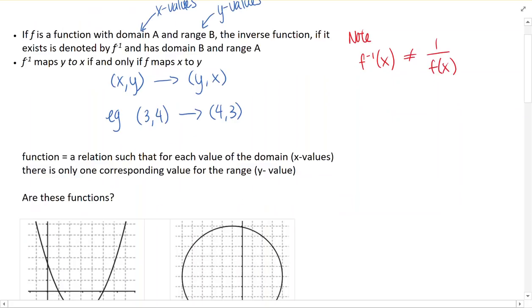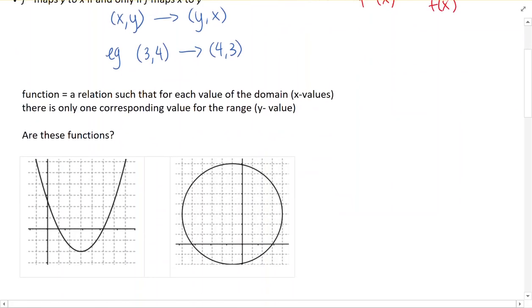So before we continue, let's just quickly look at what a function is. A function is a relation such that for each value of the domain, so for each x value, there's only one corresponding y value. So if there's more than one y value for that x value, then that's no longer a function.